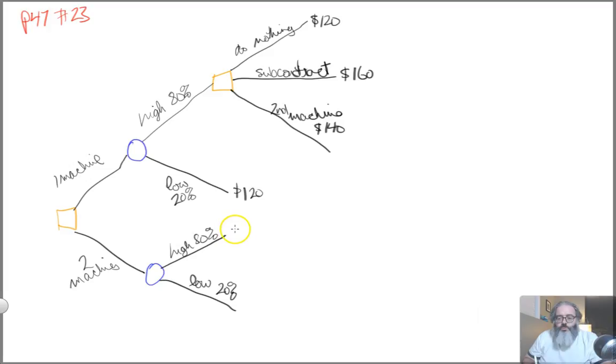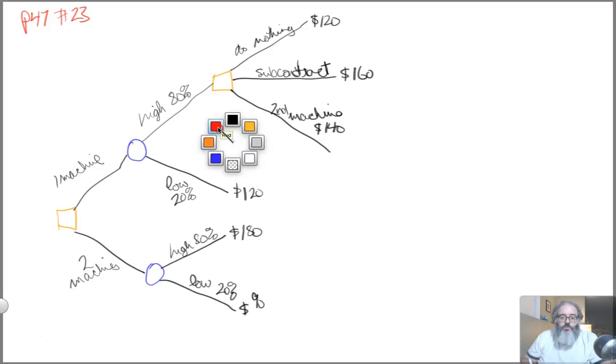Down here with two machines, we're going to have a little bit different numbers. If we have two machines in high demand, we're going to have $180,000 net present value. And then for a low demand, we're going to have $90,000 if we have two machines. And this probably, likely, while not mentioned in the question, takes into consideration the fact that a machine would be underutilized, so on and so forth. So now this pretty much is how you would draw out the decision tree.